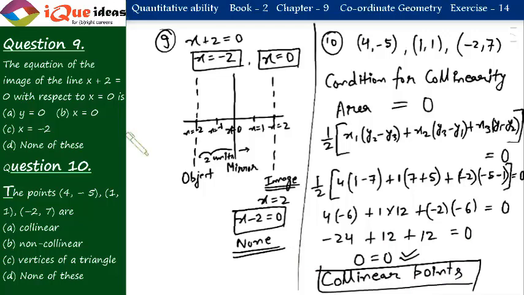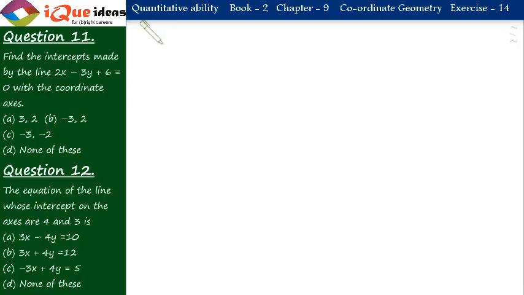All right. Now the next question, question number 11, says find the intercepts made by the line 2x minus 3y plus 6 equal to 0 with the coordinate axis. Now first we need to understand the meaning of intercept. Any line looks like this. Whatever distance from origin on x-axis it cuts is called the x-intercept, and whatever distance on y-axis it cuts is called the y-intercept.